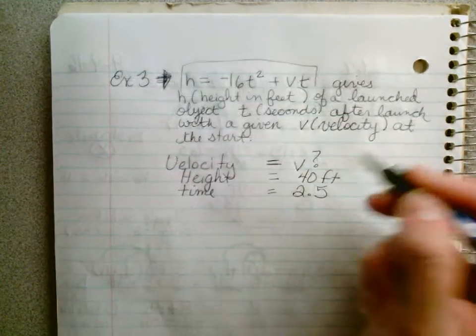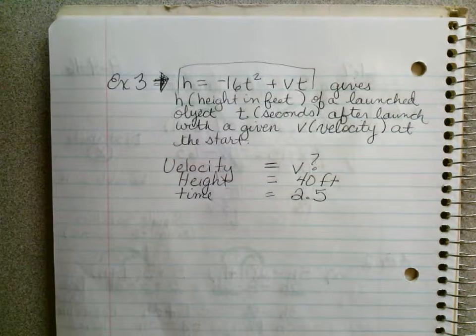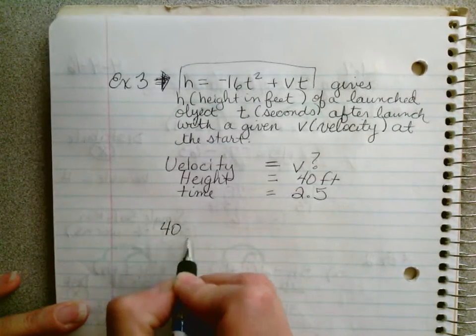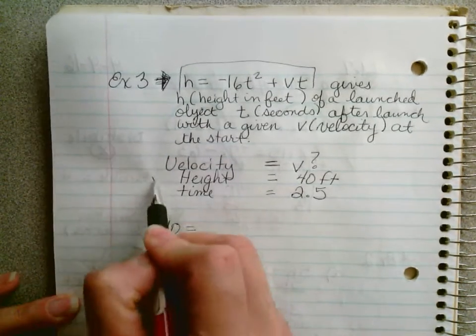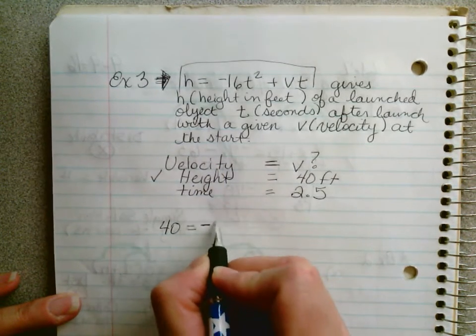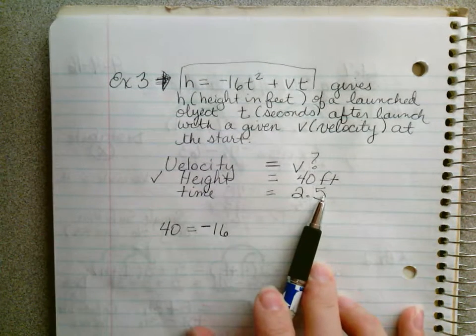Find v. Utilizing the height and the time data, we are simply going to plug in and solve for v. Solving for v is what we're going to do today. So height, I have height, 40 feet, right? I used height right there. 40 feet is equivalent to negative 16 multiplied by whatever t is squared.